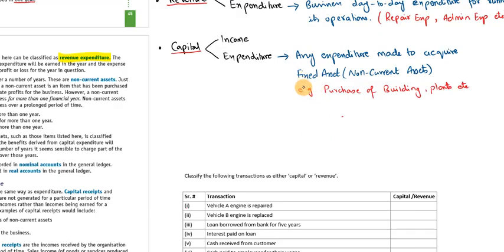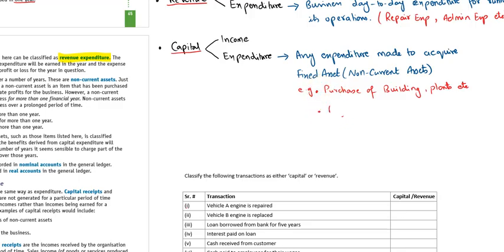So the capital expenditure, the first example is purchase or acquisition of building, plant, machinery, etc. And the second example is, if we replace an engine of some particular machine and the efficiency of the machine will increase by changing the old part with a new part, this improvement is also treated as capital expenditure, because due to this replacement, the efficiency of the plant will increase.